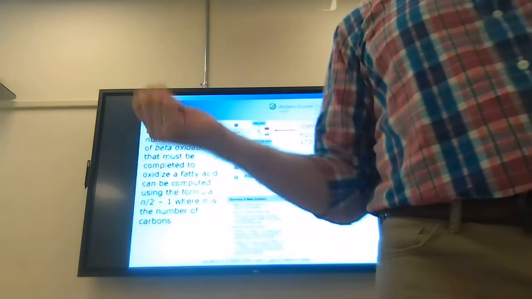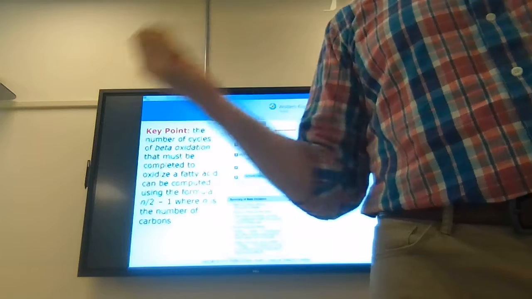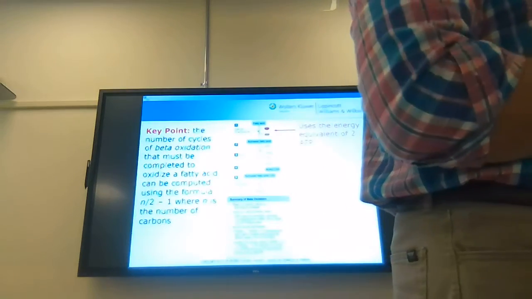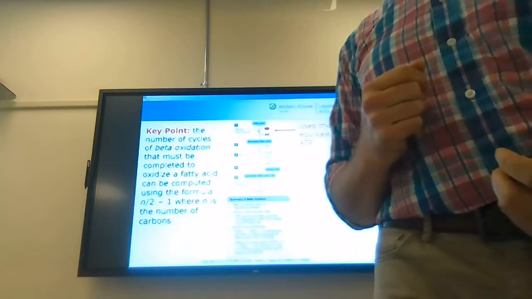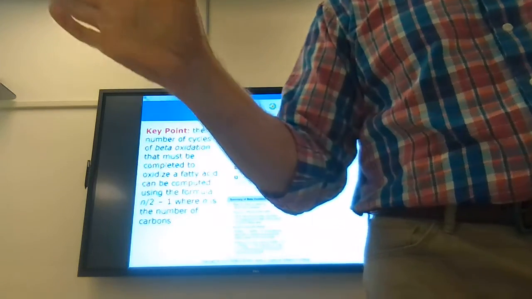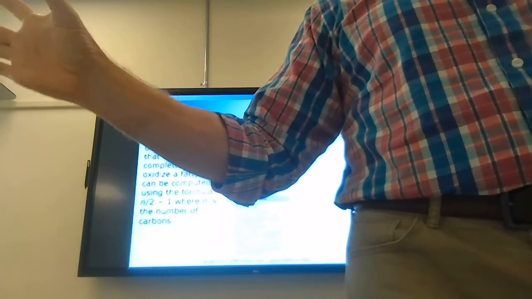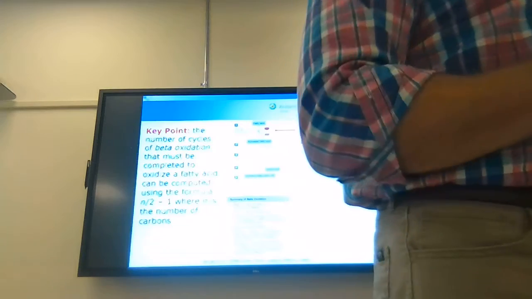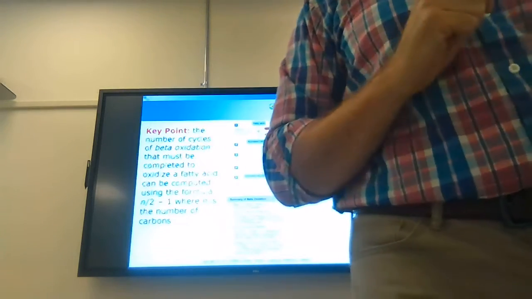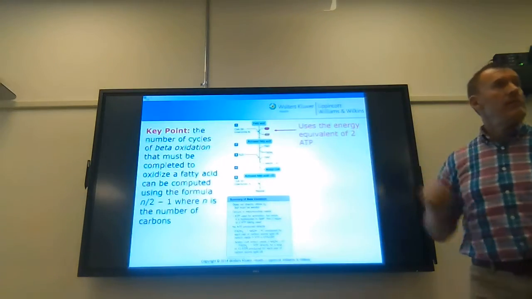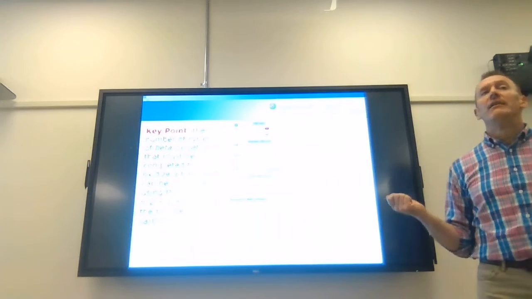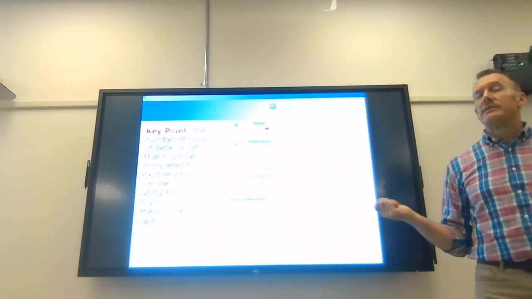What's the next step? Krebs cycle. And how many ATPs do we make per molecule of acetyl-CoA? 10. So if we have 8 acetyl-CoAs times 10 is 80. What's 80 plus 28? 108. But how many did we invest? 2. What's our net? 106. Does it make sense?